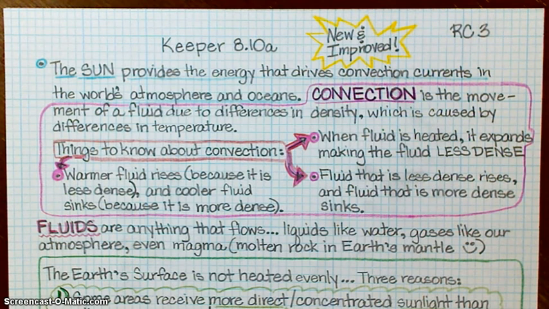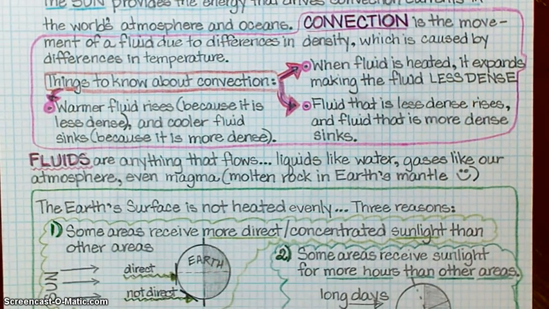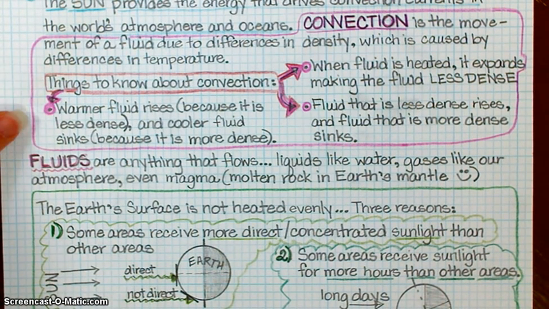The sun provides the energy that drives convection currents in the world's atmosphere and ocean. Convection, remember, is the movement of fluid due to differences in density. And the differences in density is caused by differences in temperature. Things you need to know about convection. Warmer fluid always rises and cooler fluid always sinks.